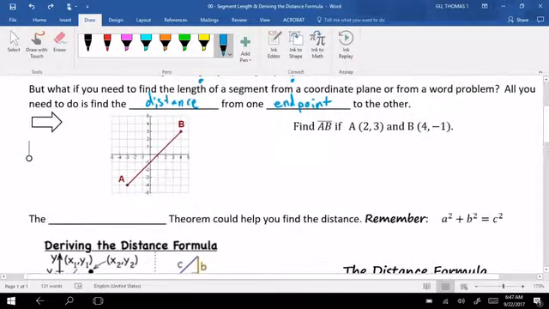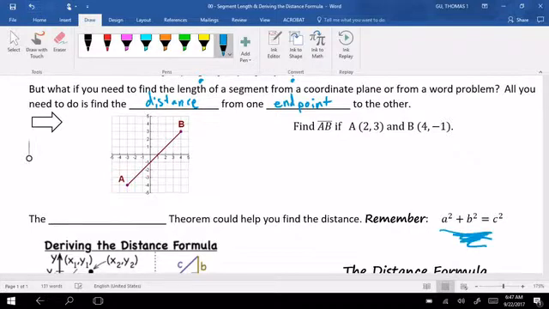The something theorem could help you find the distance. Remember, a squared plus b squared equals c squared. What is this theorem called? Does anybody remember? Take a second to think about it. If you said Pythagorean, then you would be right. I don't have two hands because I'm holding my computer in my other hand, but that's like a high five for today. Let's go. The Pythagorean theorem can help us find the distance.